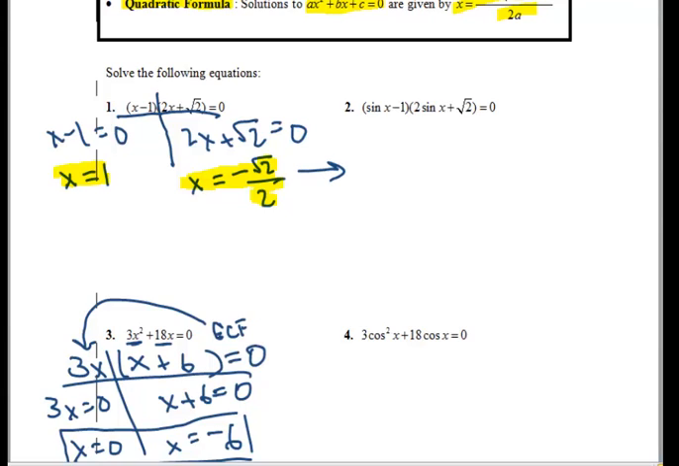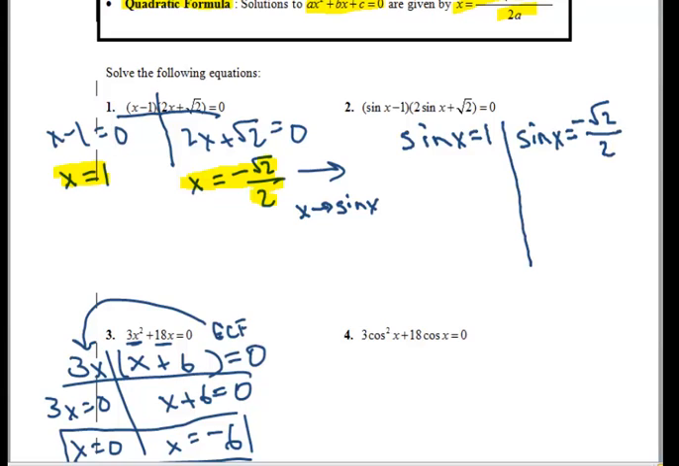All that happens is that x becomes the sine of x. So in other words, number 2, after I did the algebra, would boil down to the sine of x equals 1, or the sine of x equals negative radical 2 over 2.